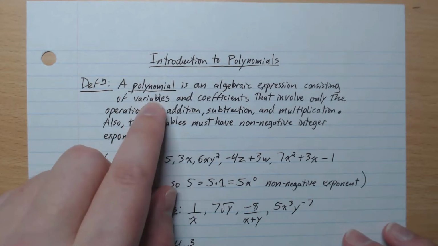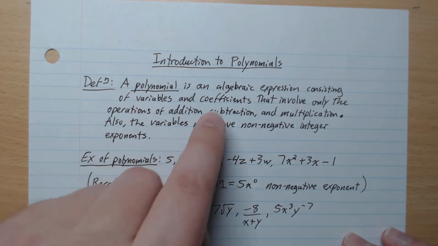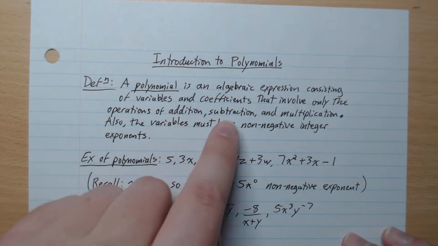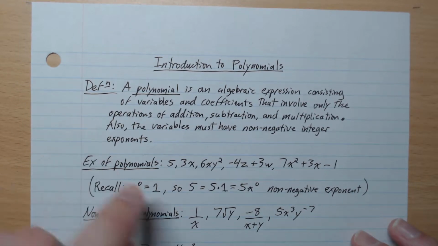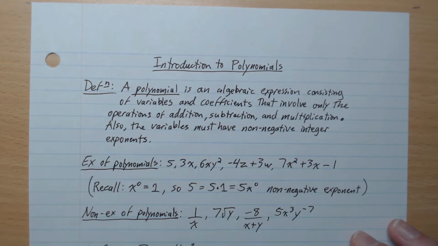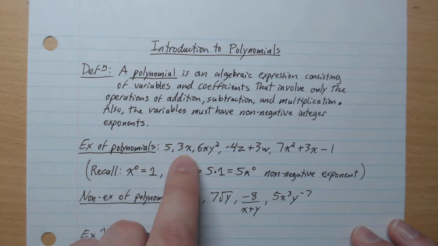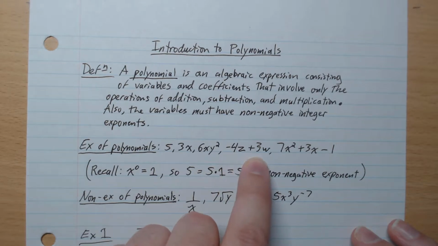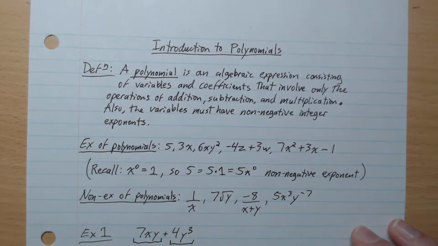So definition: a polynomial is an algebraic expression consisting of variables and coefficients that involve only the operations of addition, subtraction, and multiplication. Also, the variables must have non-negative integer exponents. So examples of polynomials: 5, 3x, 6xy squared, negative 4z plus 3w, 7x squared plus 3x minus 1, like that.